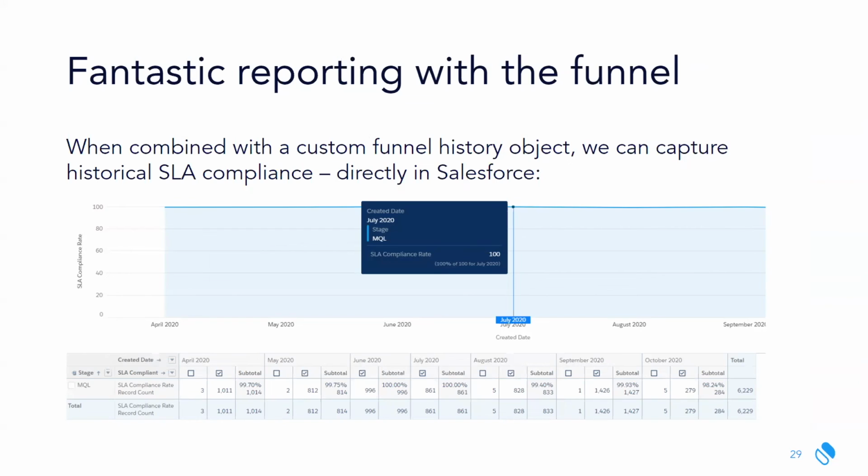If you are also pairing this with a custom object where you're tracking your funnel history, which I highly recommend, that's a whole other discussion though, and working these two in concert, you can get some really, really nice reporting historically, and get at what is our compliance rate by stage over time, again slicing and dicing that by whatever dimension you so choose. And we really want that to be greater than 90%.